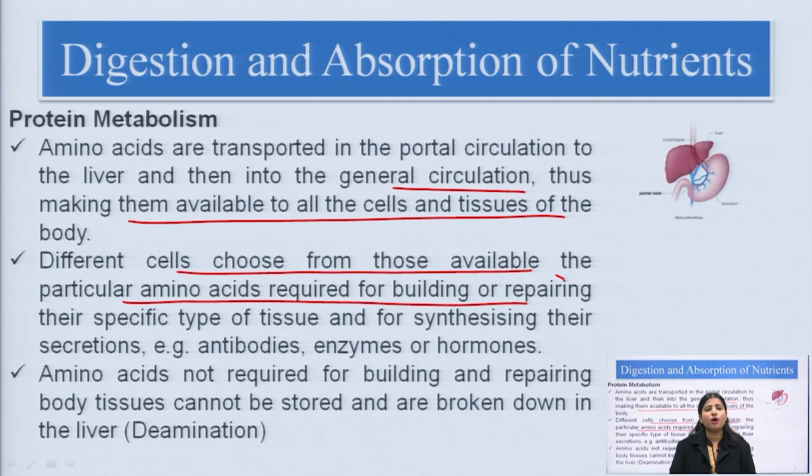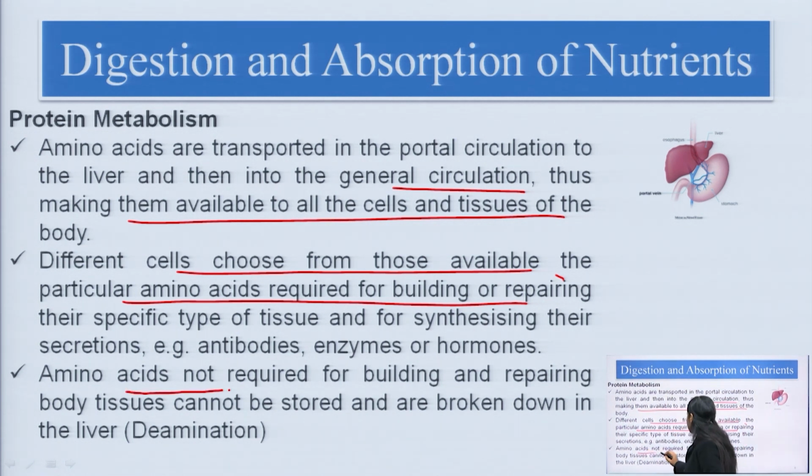Now, different cells choose from those available the particular amino acids required for building or repairing a specific type of tissue, or for synthesizing secretions, hormones, some amino acids, antibodies, or enzymes, for maintaining some reactions or helping in the reaction cascade. So, this is how these cells will utilize the proteins, the simpler form of proteins.